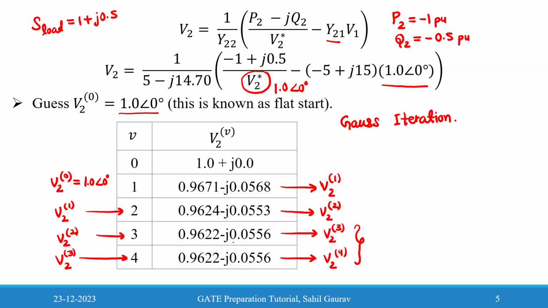So any doubt how we have found the voltage at bus 2? Yes, sir. Sir, how did you get that first we put 0, 1, 2, 3 is similar? Oh, this V value? Yes, sir. This is the iteration count, this is not the V value, don't confuse. You are not putting this value anywhere in the calculation. This is the iteration count.